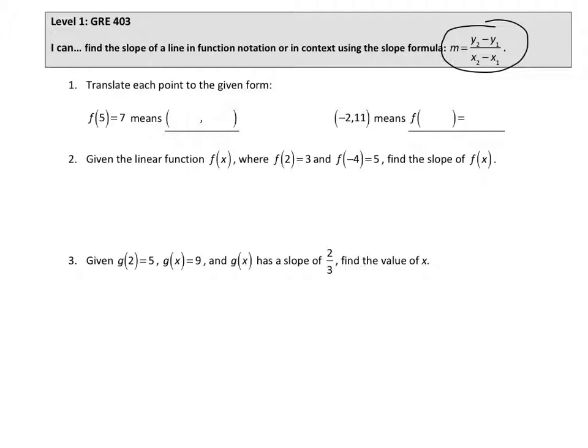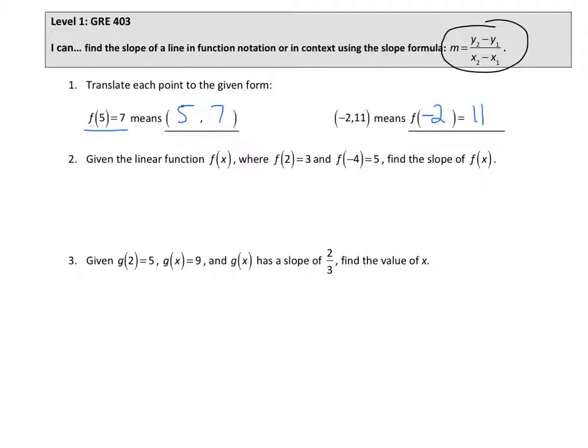So when you see something like f of 5 equals 7, that's the same as the point 5 comma 7. 5 is the x, 7 is the y. The point negative 2, 11 in function notation would be f of negative 2 equals 11. So just another way to write it.